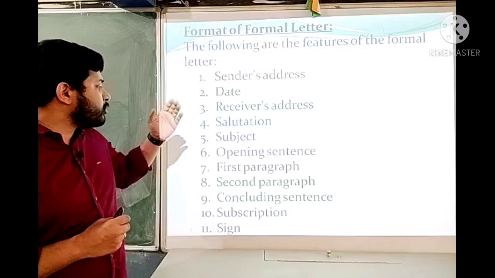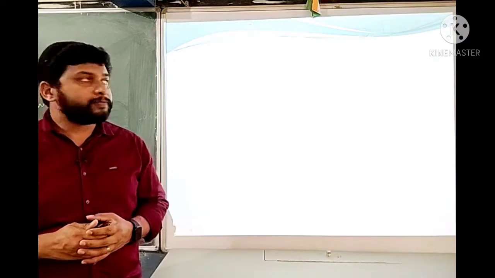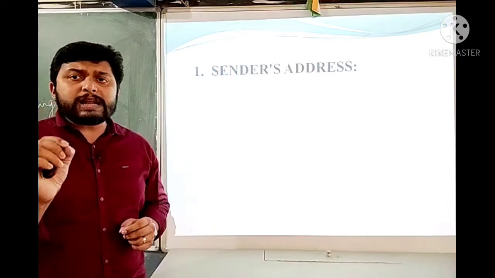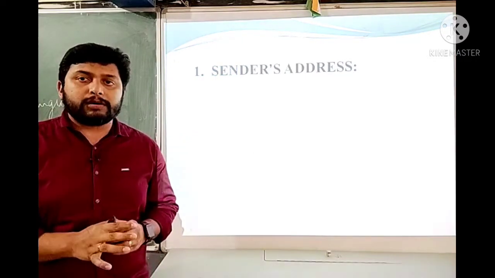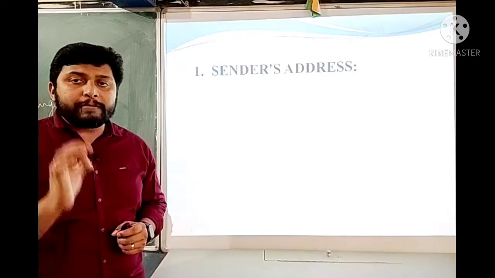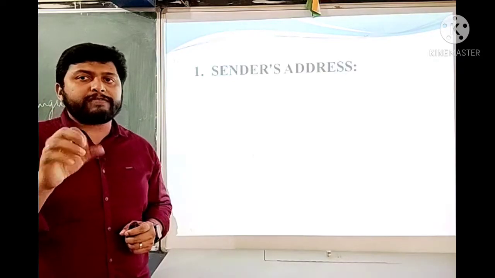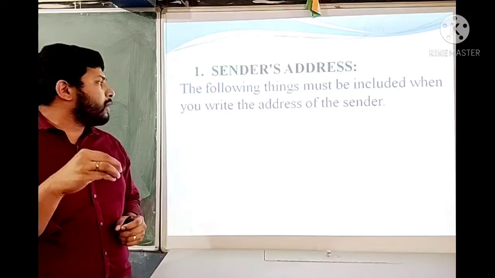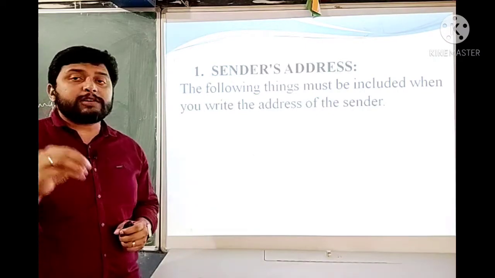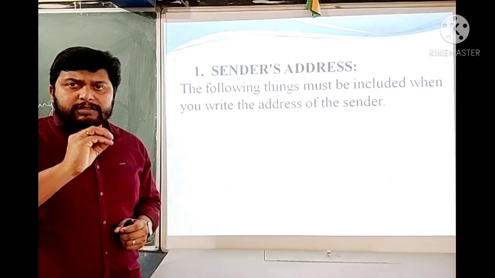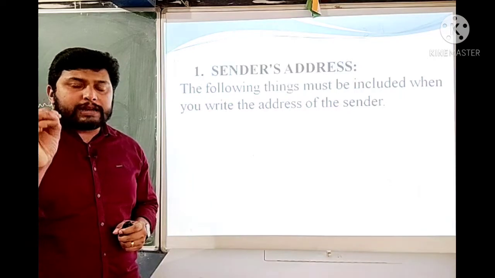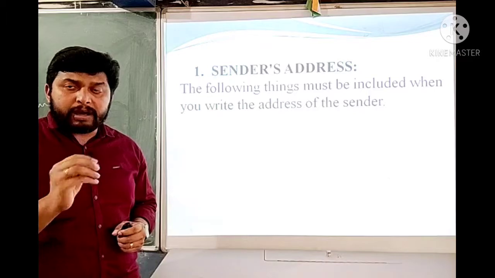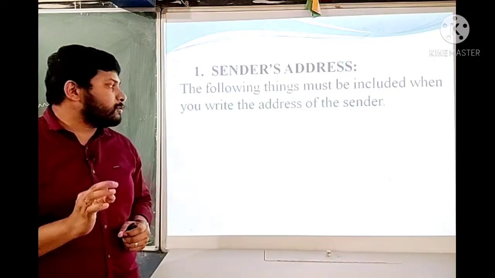Now let's see each of these points in detail. First one is sender's address. The person who is writing the letter, his address has to be mentioned in the beginning of a formal letter. The following things must be included when you write the address of the sender. Just writing an address doesn't mean that it will be correct, but there are certain points you need to remember while you write the sender's address.